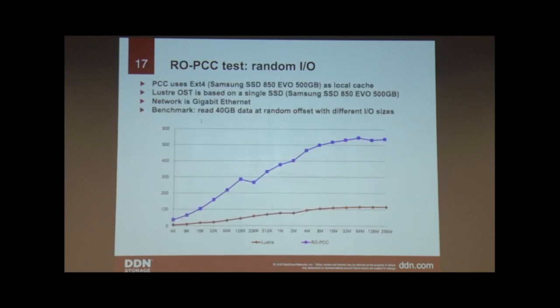So this is a test for read-only PCC. Instead of running sequential I/O, we run random I/O with different I/O sizes. And as you can see, when the I/O size decreases, the performance decreases a lot. And we compared the read-only PCC and the Lustre performance running the same benchmark.